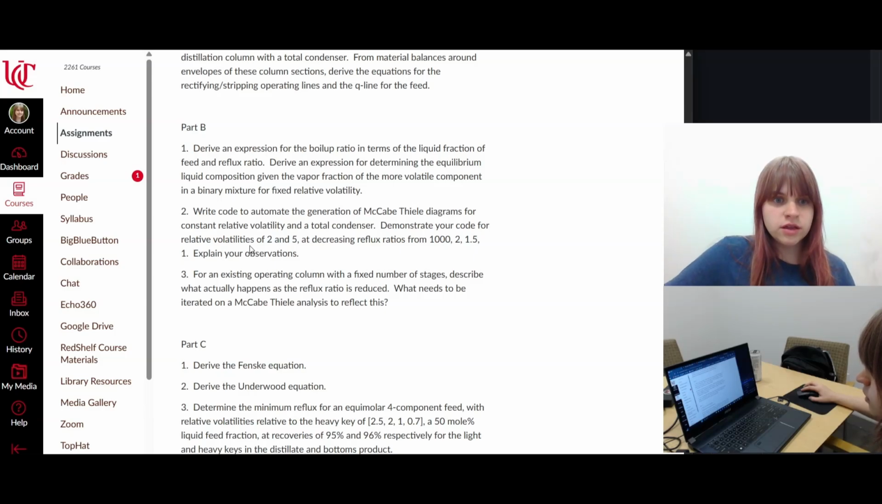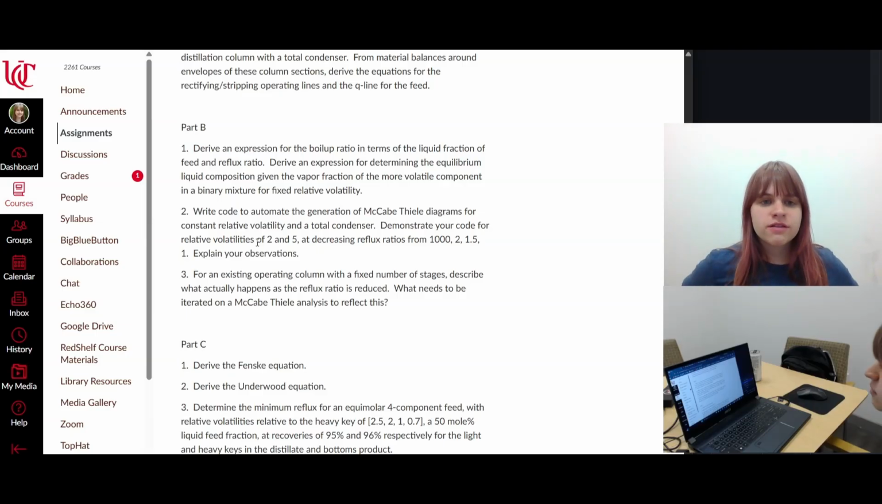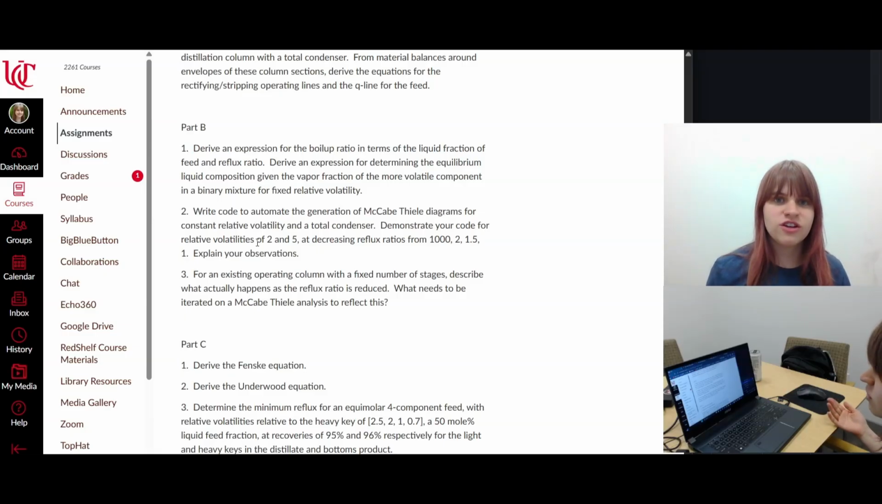Essentially, with a low relative volatility, you're going to have a more difficult time separating your components because they're going to have similar volatilities to each other. A higher relative volatility means it's going to be easier to separate, so that could mean the difference between needing more stages versus less stages in your column.